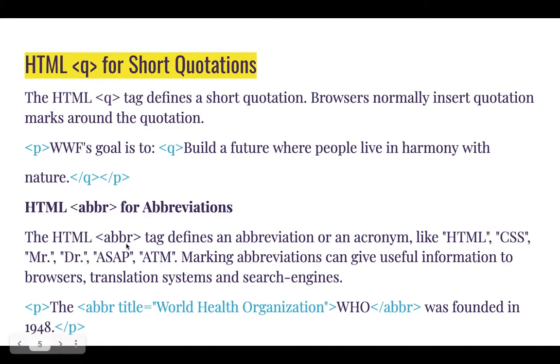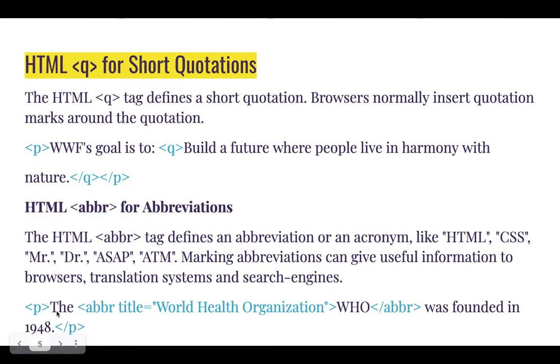The HTML abbr tag defines an abbreviation or an acronym, like HTML, CSS, Mr., Dr., ASAP (as soon as possible), ATM (Automated Teller Machine). Marking abbreviations can give useful information to browsers, translation systems, and search engines. This is an example.